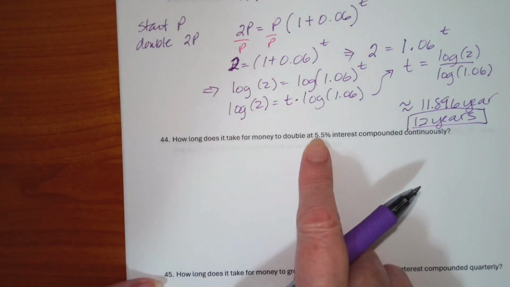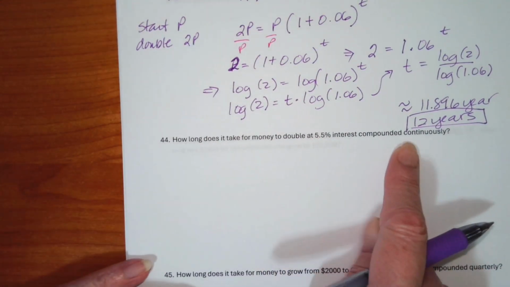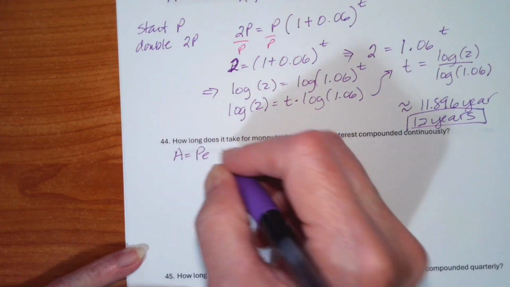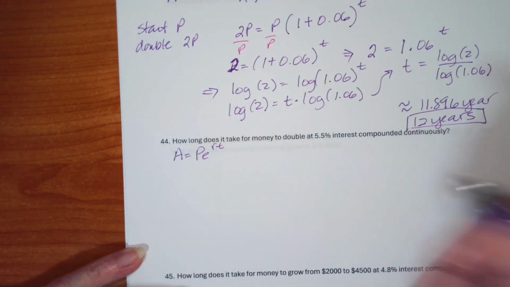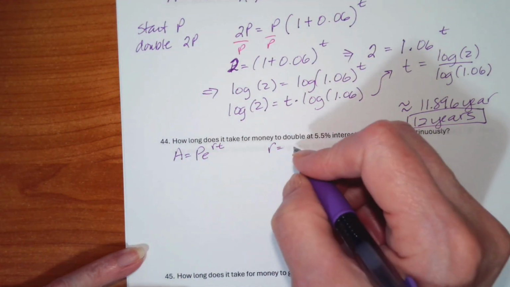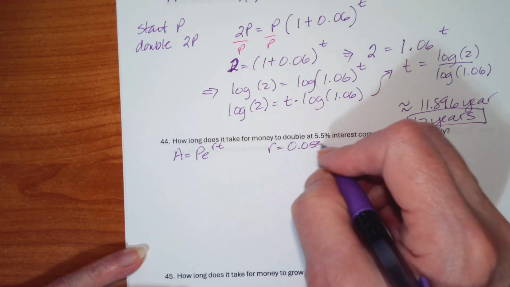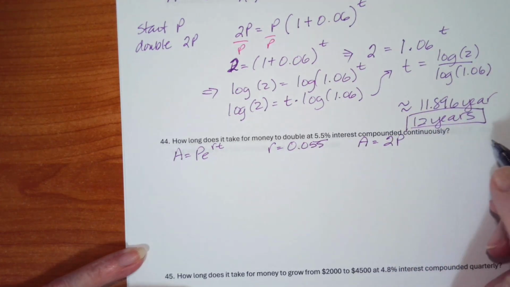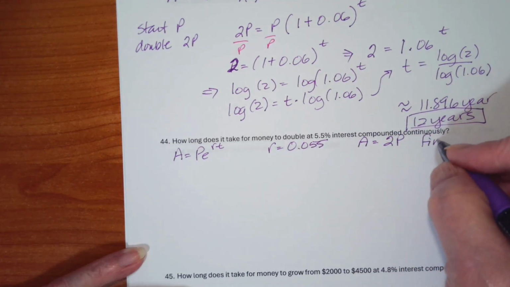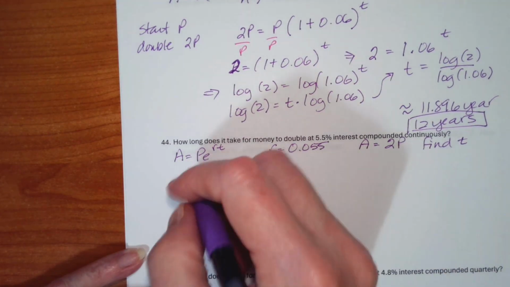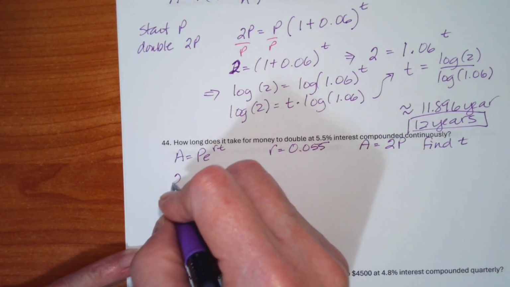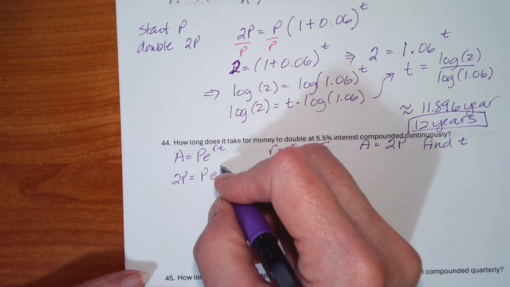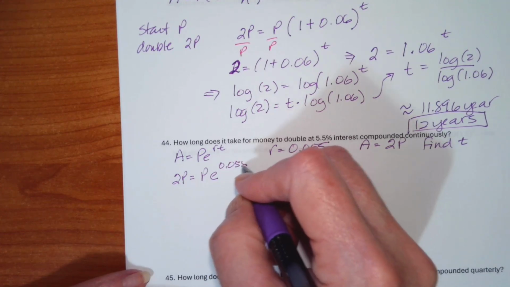How long does it take money to double at 5.5% compounded continuously? Okay, so this means I'm going to use A is equal to P e to the RT, where R is 0.055 and A, since it's doubling, is 2P. And we want to find T. All right, so I'm going to start out the same way. I'm going to have 2P is equal to P e to the 0.055T.